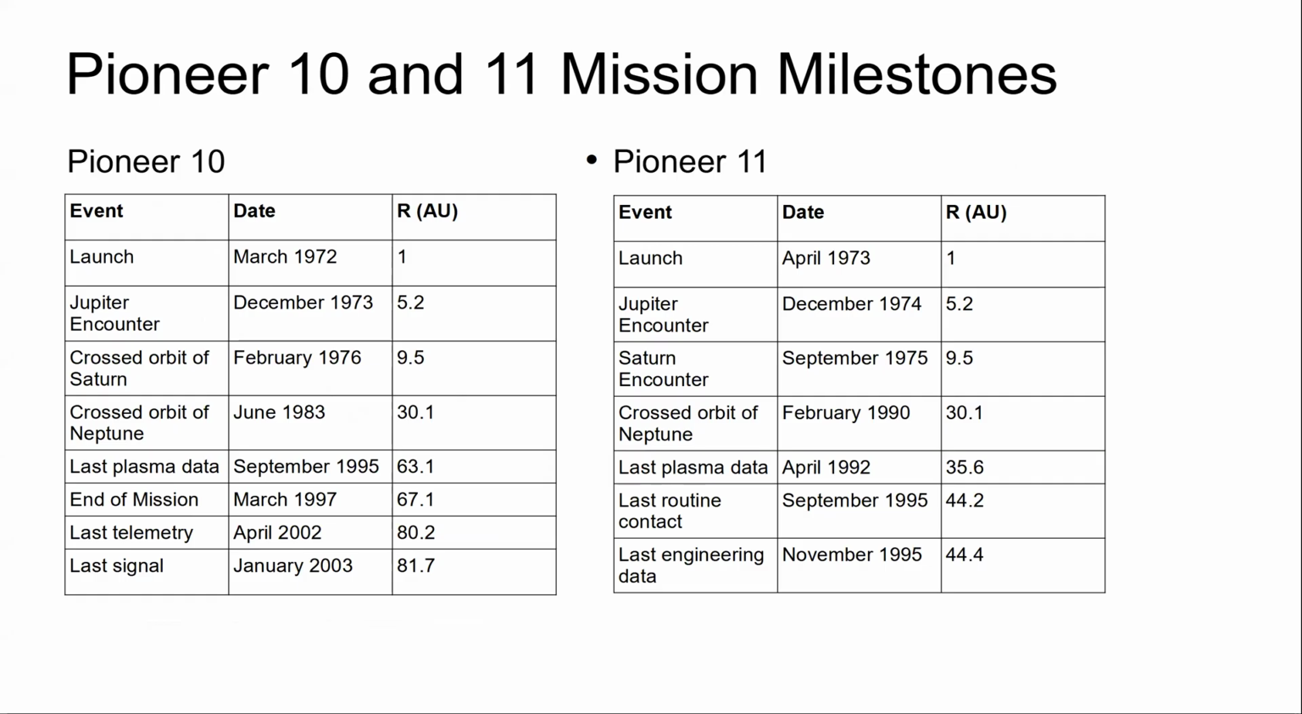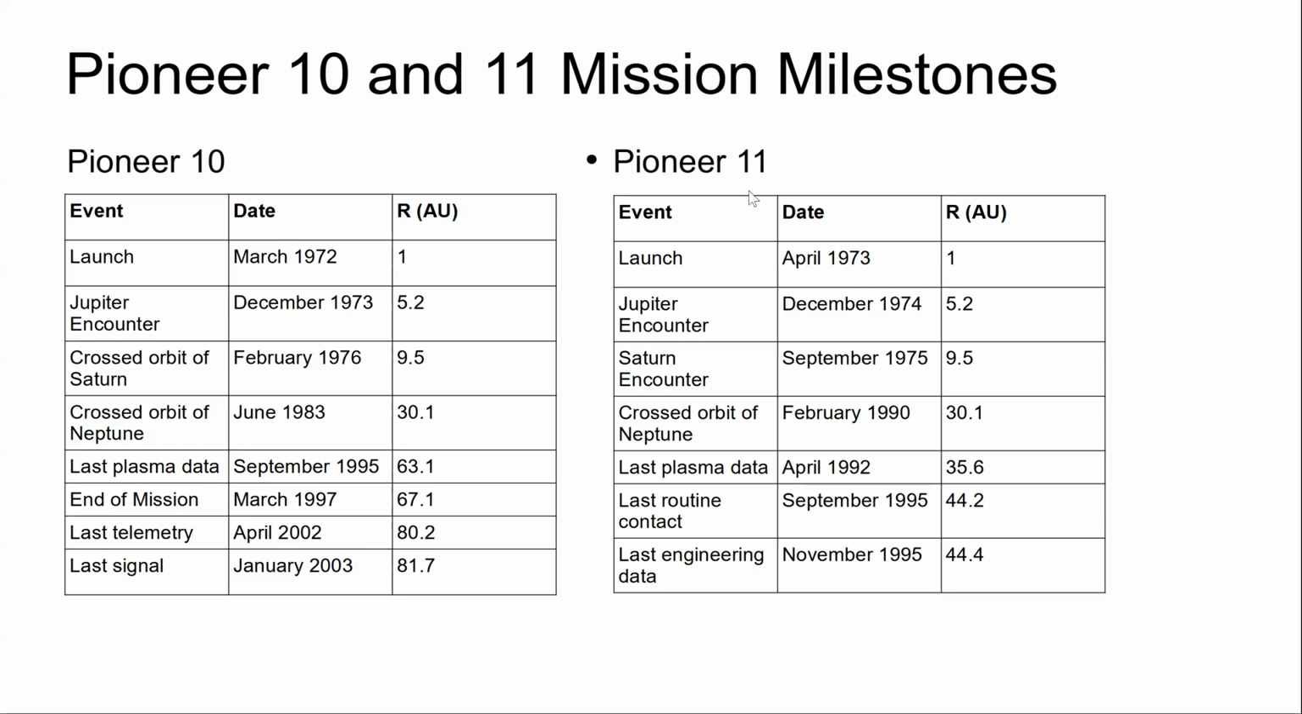Here are some mission milestones. The important thing for the purpose of this talk is the last plasma data from these experiments. At Pioneer 10, the power source degenerated to the point where we could no longer run our instrument in March 1997, when September of 1995, when the spacecraft was 63 AU from the sun. Mission formally ended in 97. The last useful telemetry was in 2002. I suspect they probably still had data from the Gamma Ray Telescope at that point. And the last signal was in 2003.